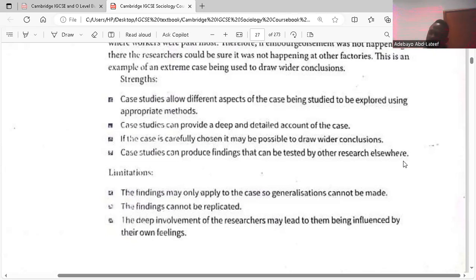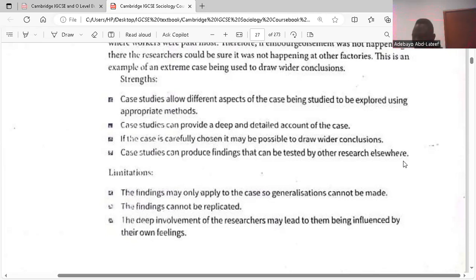The second point. Case study can provide a deep and detailed account of the case. It's a case study, so it will be in details. So you might not need to even do research for that. Do you understand the point? Everything you need to know is already there. You just have to figure out what is needed.